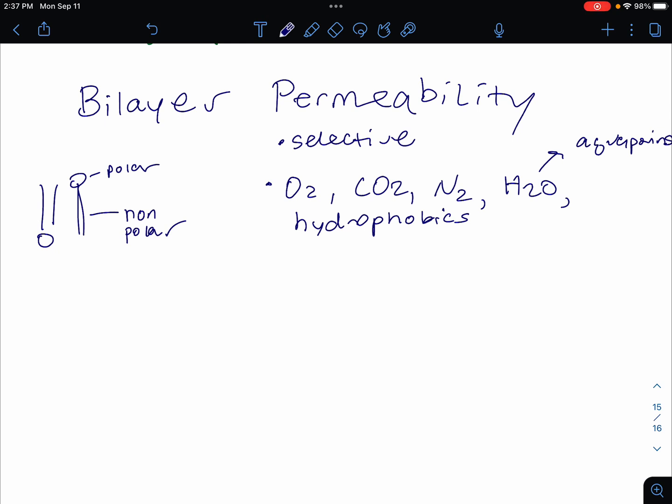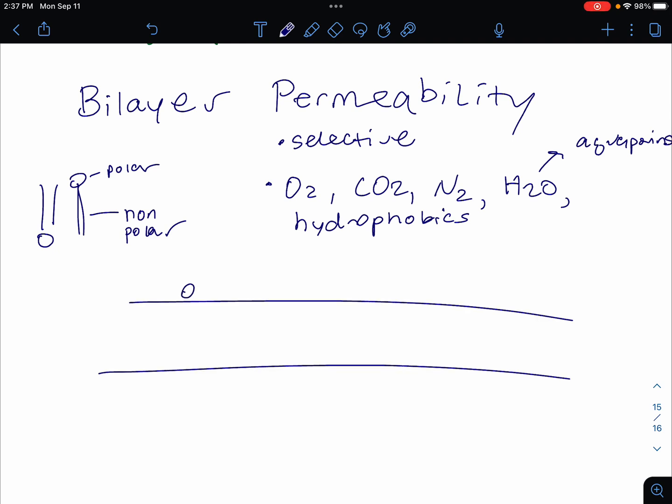So the actual layer itself, it's a bilayer where you have the polar heads of the lipids on the outside. The tails are nonpolar and they're in the middle. Sometimes you'll have proteins stuck, and there's a ton of different proteins that you'll find in the bilayer.